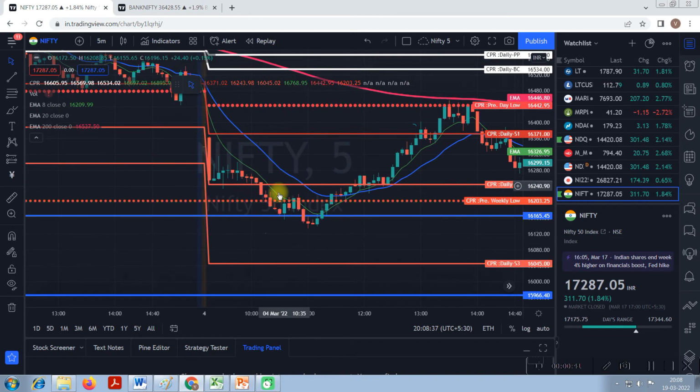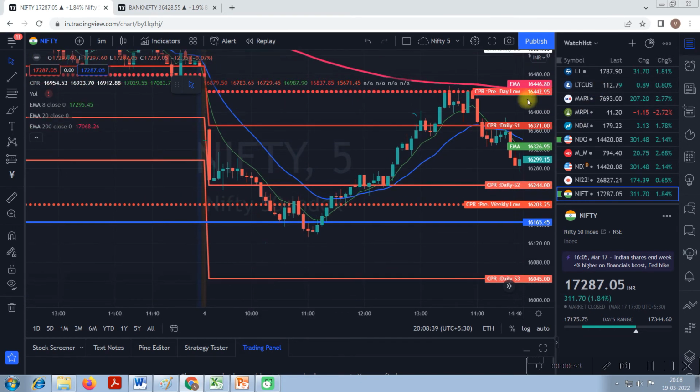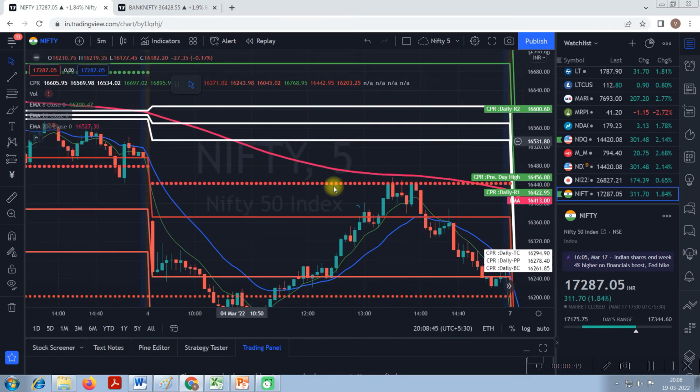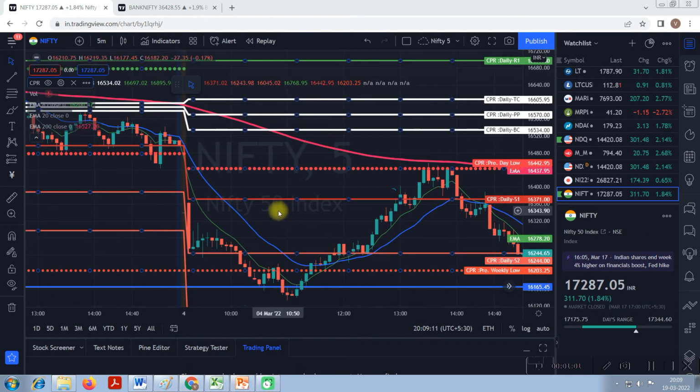The first one is the 8 moving average, which is in green. The second one is the 20 moving average, which is in blue. The third one is the 50 moving average, which is in yellow. The fourth one is the 200 moving average, which is in magenta. Here I am hiding the 50 moving average for some other reason. I will enable it later. Now move on to the point.